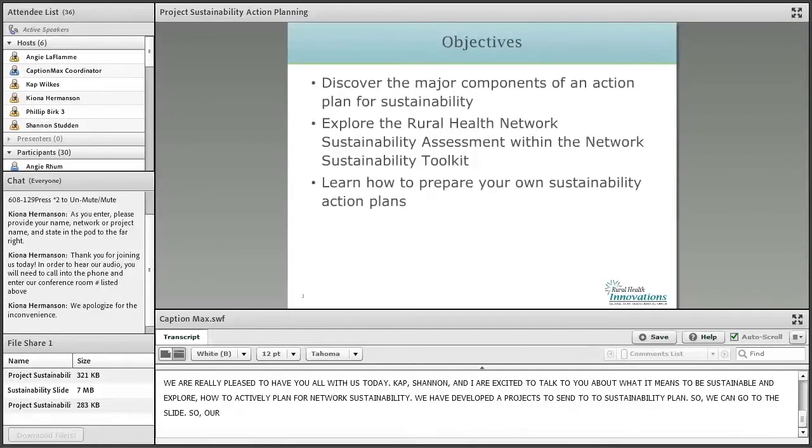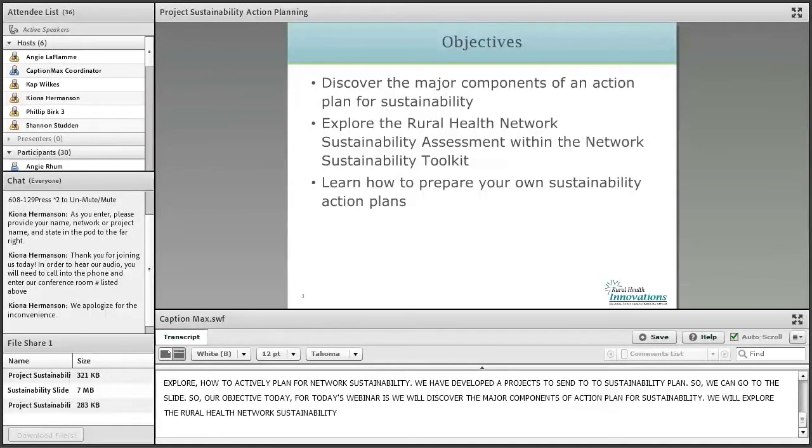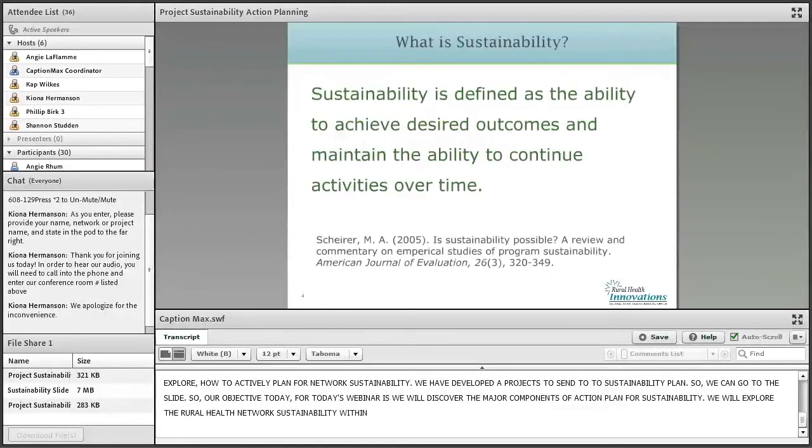So our objectives for today's webinar are that we will discover the major components of an action plan for sustainability. We will explore the Rural Health Network Sustainability Assessment within the Network Sustainability Toolkit, as well as learn how to prepare your own sustainability action plan.